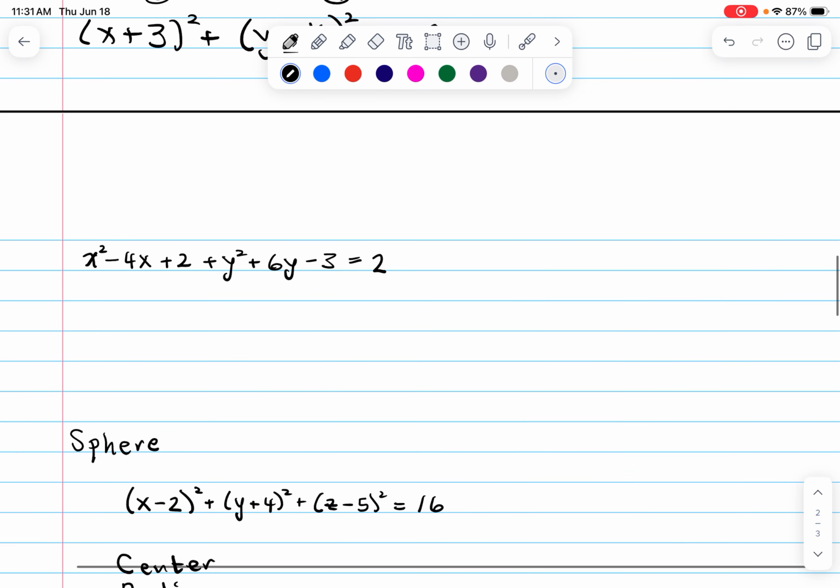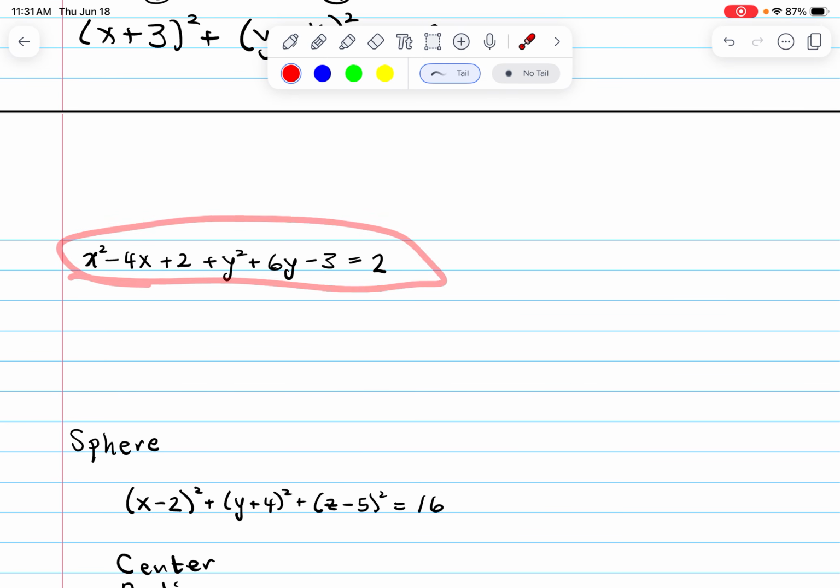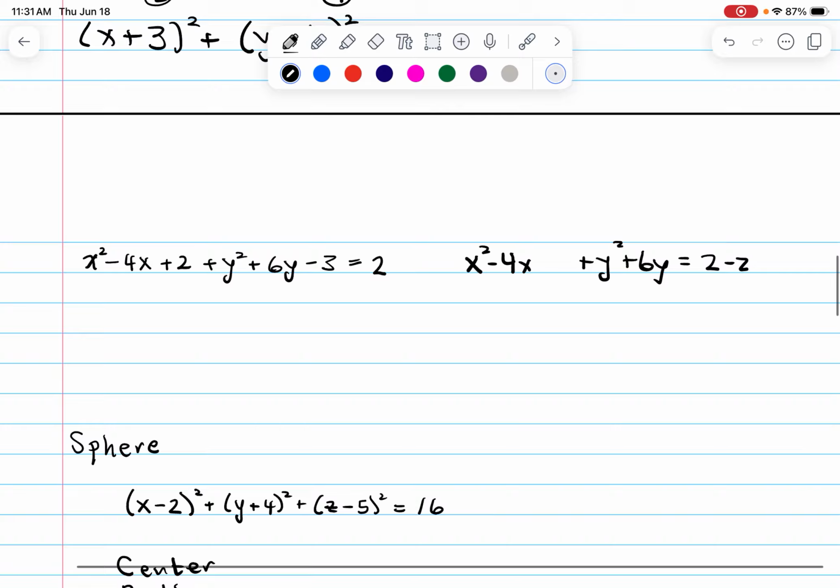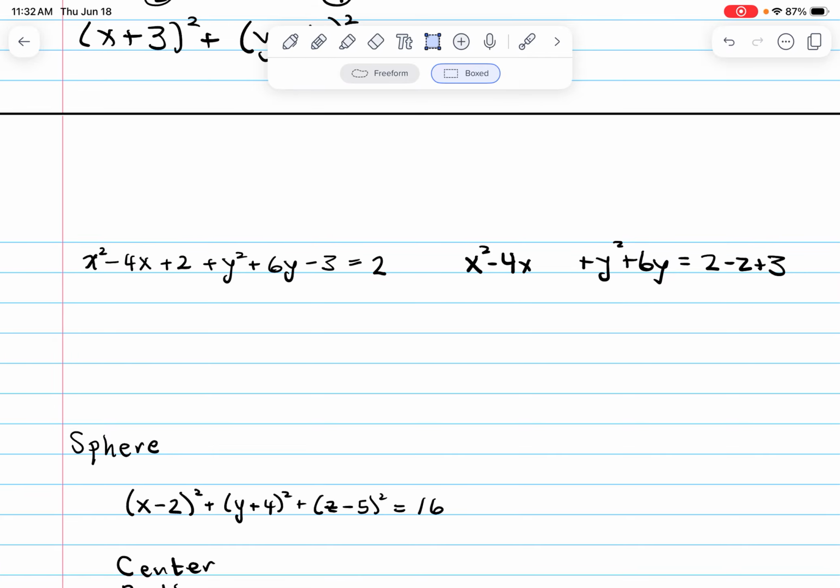Now, let's try it. Let's try it over here. Here I've got this circle. The first thing I want to do is rewrite it, making sure my x's are together and making sure my y's are together. And I move everything else to the other side. So this is 2 minus 2 plus 3. Okay? And let me scoot this over a little bit. I didn't give myself much room here. Okay.